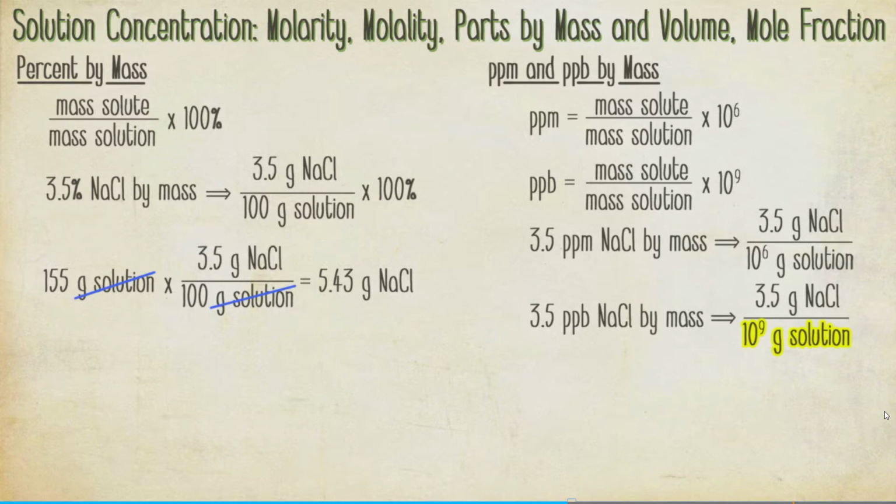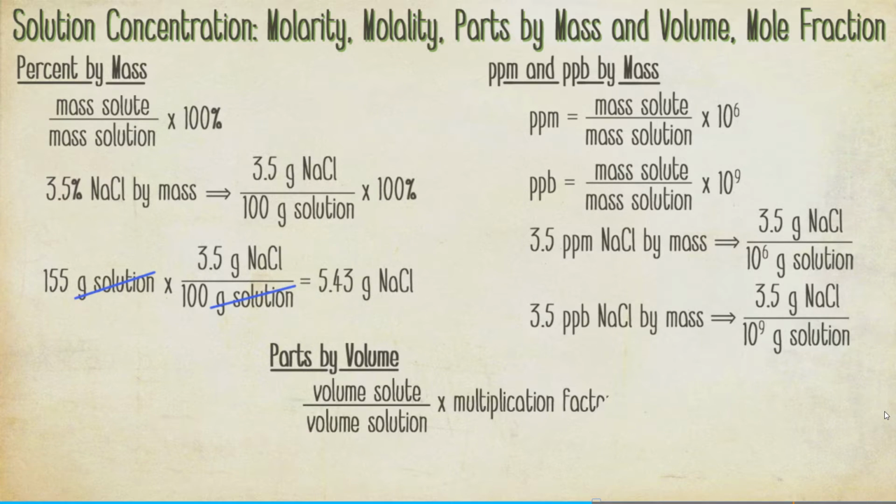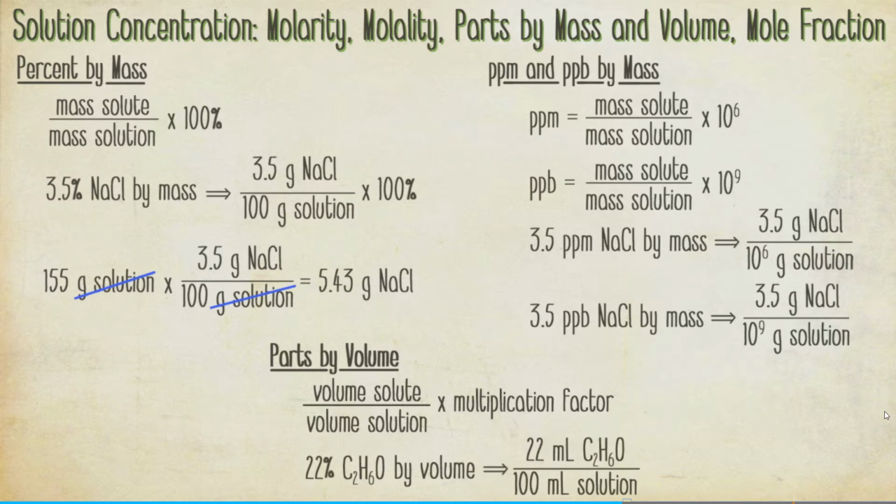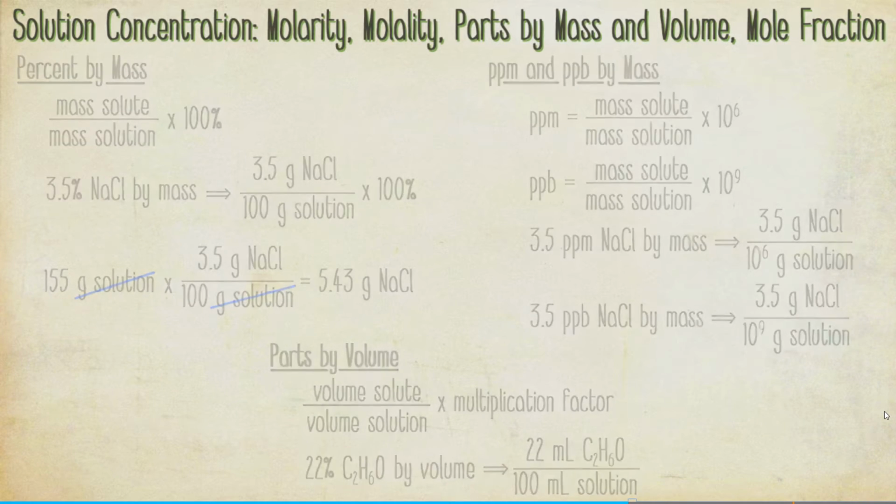All of the parts by mass units covered so far can be expressed by volume instead of by mass, in which case the ratios are volume solute divided by volume solution times the multiplication factor. For example, a 22% aqueous ethanol solution contains 22 milliliters of ethanol per 100 milliliters of solution.